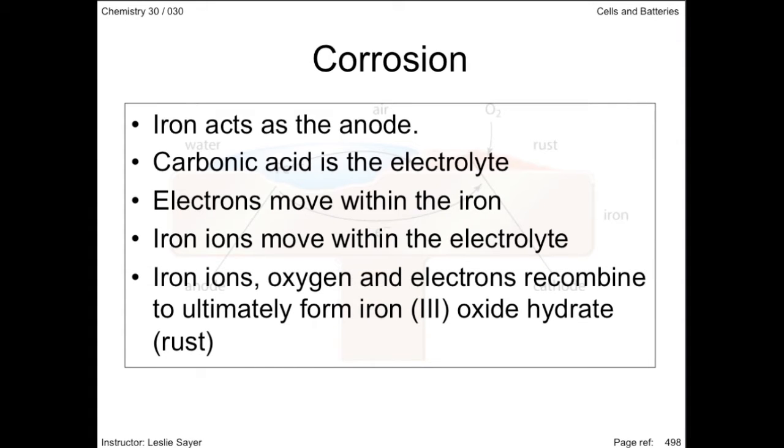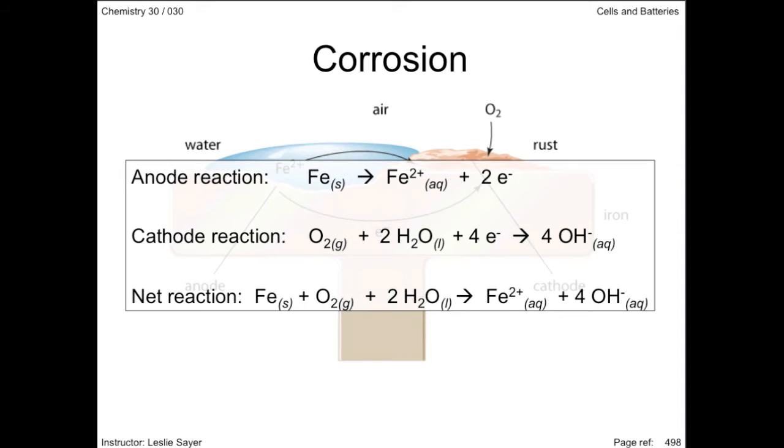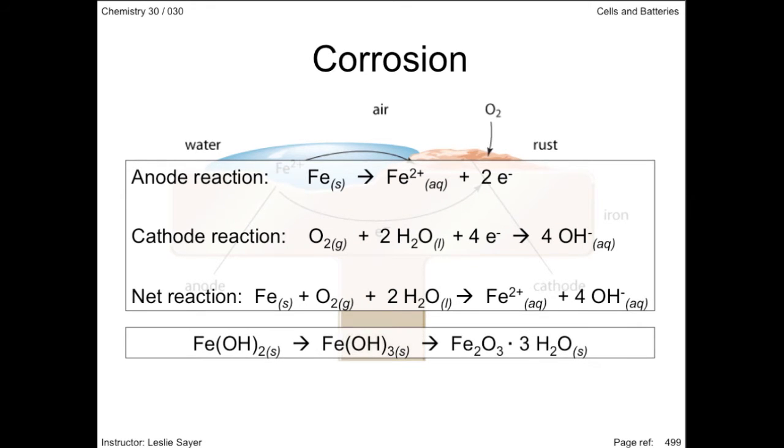The rusting process is actually a lot more complicated than shown here. Equations at the anode and the cathode can be written in a variety of ways. The net reaction shown here has been simplified. The iron ions and hydroxide ions form solid iron(II) hydroxide, which in turn combines with more water and oxygen to form iron(III) hydroxide, which then breaks down to form iron(III) oxide trihydrate, rust.